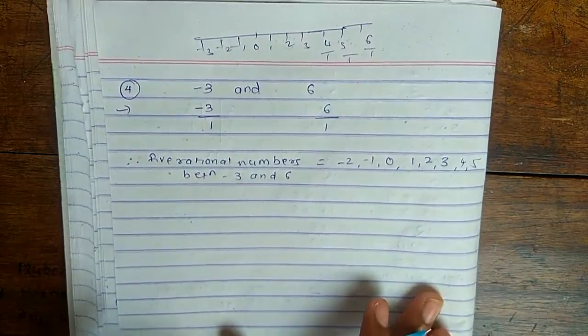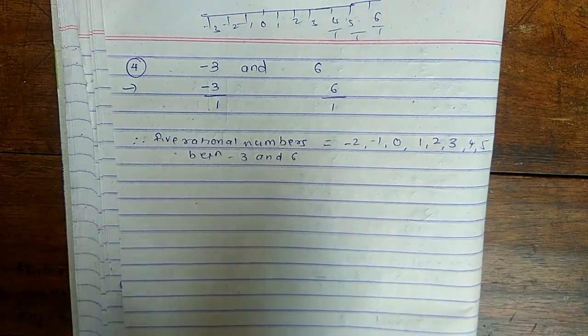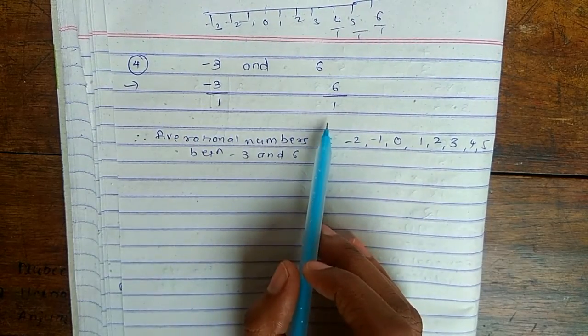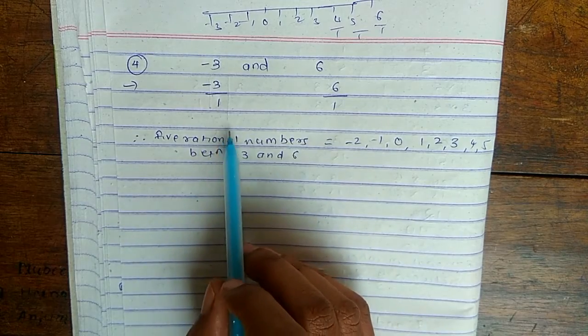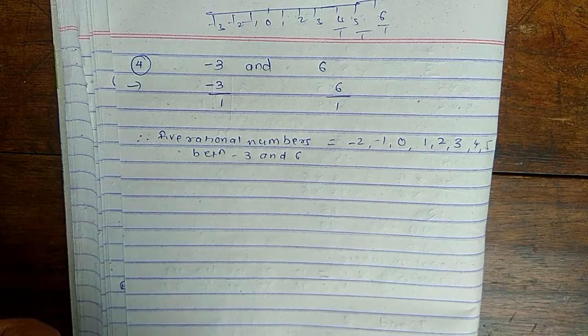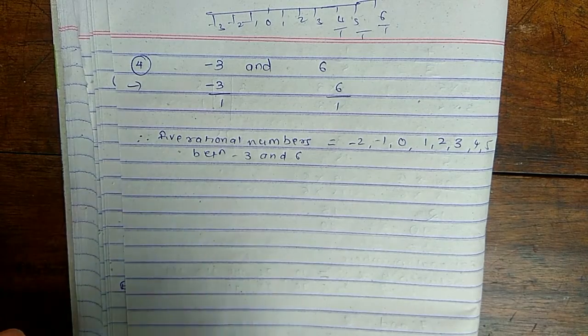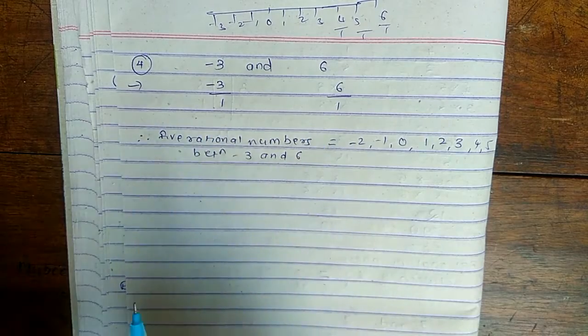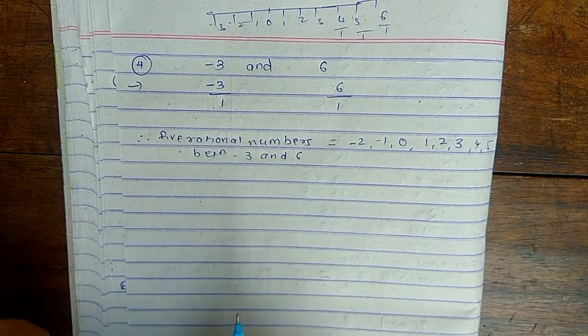So I hope you understood how to find the rational numbers. The first step is to write in P by Q form. Then make the denominator the same. If the denominator is the same, then go for multiplying with a suitable number. That number should be based on how many rational numbers they have asked, for example 5. So the suitable number with which you multiply both the rational numbers should be that number plus 1 or more than that.